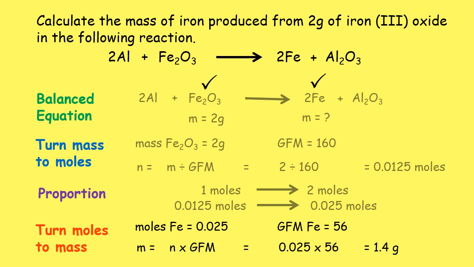Mass equals N times GFM, which is 0.025 multiplied by 56, which is 1.4 grams. So you get the exact same answer. So it is up to you which one of these methods makes most sense to you and use it. As your teachers, we are able to mark both methods and understand both methods.